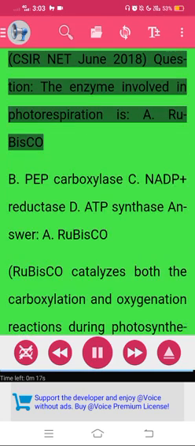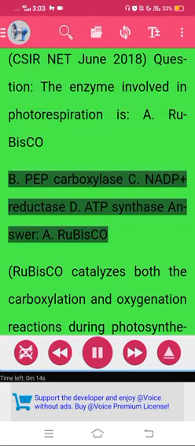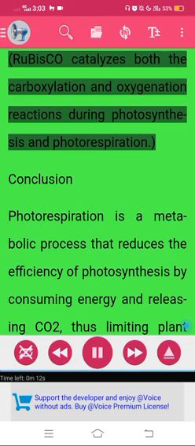CSIR NET June 2018 question. The enzyme involved in photorespiration is: A rubisco, B PEP carboxylase, C ATP reductase, D ATP synthase. Answer: A, rubisco. Rubisco catalyzes both the carboxylation and oxygenation reactions during photosynthesis and photorespiration.